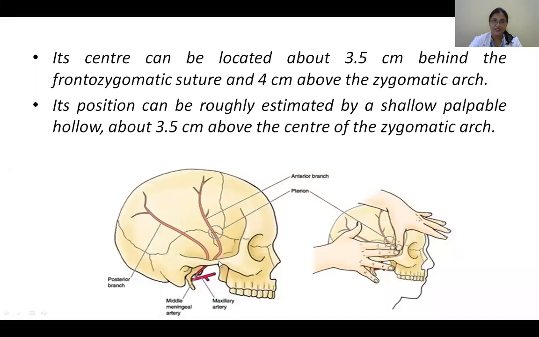And the zygomatic arch is above that. So 3.5 centimeters behind and 4 centimeters above this should take you to the pterion. I think I've told it right: 3.5 behind the fronto-zygomatic suture, and 4 centimeters above your zygomatic arch. So this is your zygomatic arch, and this is a rough palpation from just putting 2 fingers and 1 finger behind the prominent part.